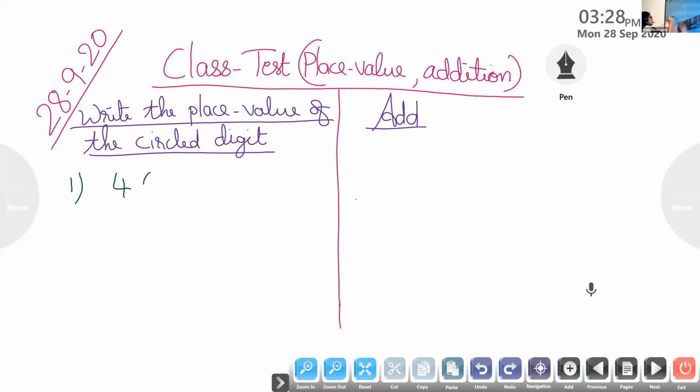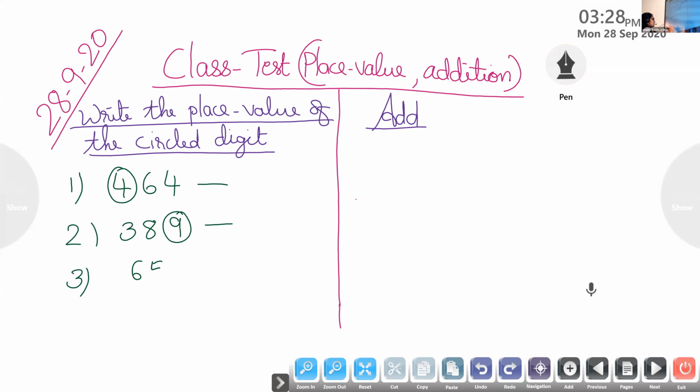First number, 464. 4 is circled. Second one, 389. 9 is circled. Third one, 656. 5 is circled. Addition, first one, 246 plus 238.